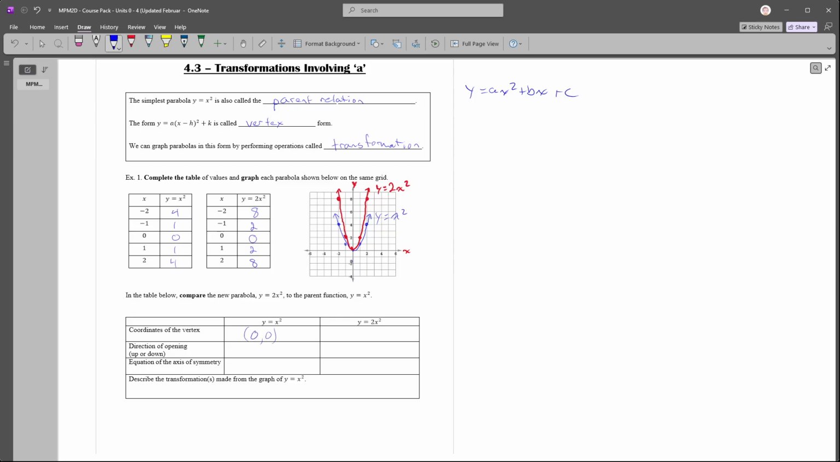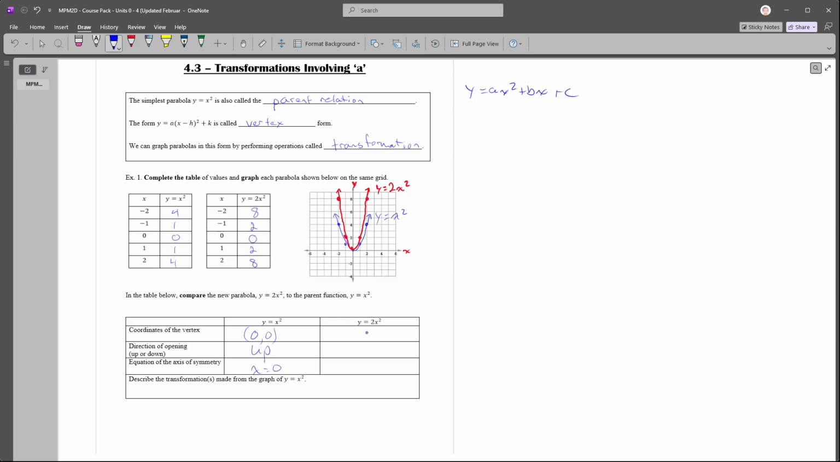We can see that's where it changes directions. Direction of opening, well, it opens up. All right. Equation of the axis of symmetry. So this is straight down the middle where it hits. It's always going to be the x component of our vertex, so x is equal to 0.